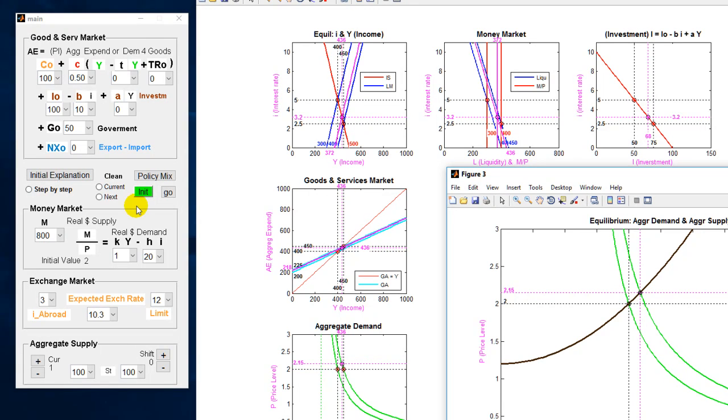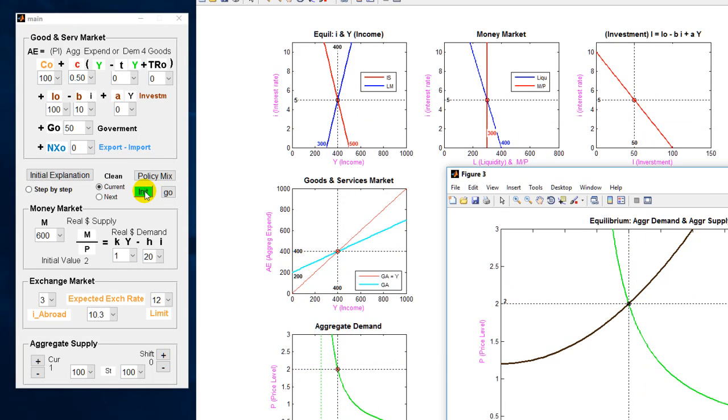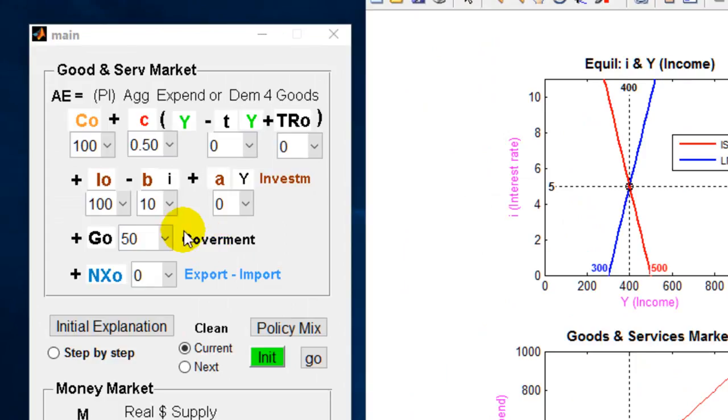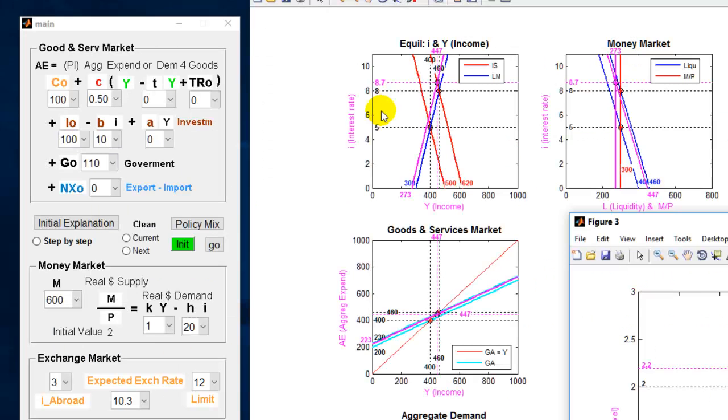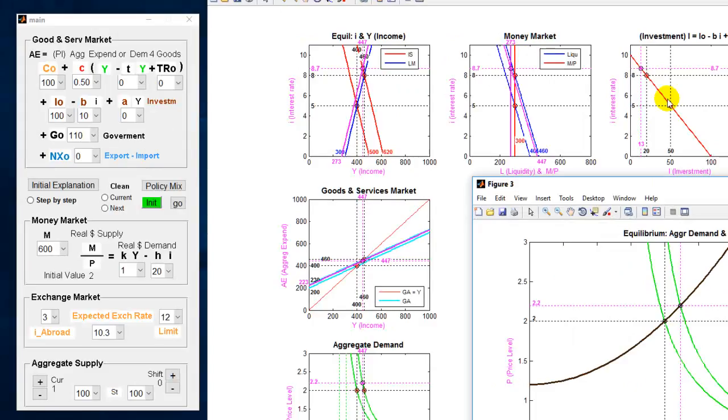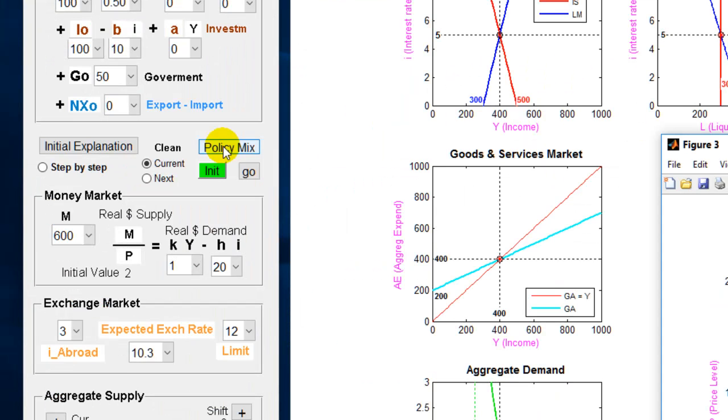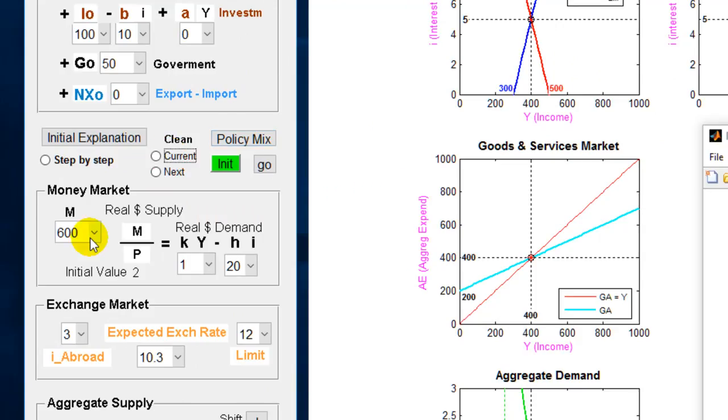So if we use, for example, not monetary policy but fiscal policy, then you can increase government expenditure, and then you can see that the interest rate goes up, then investment goes down, and the economy passed from this point to this point. And finally, you can apply policy mix, where you do both things.